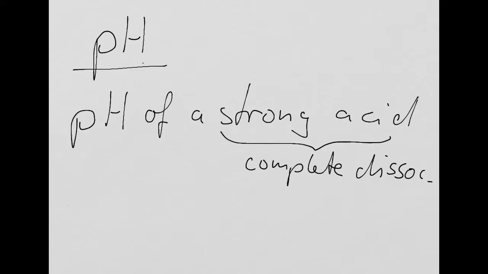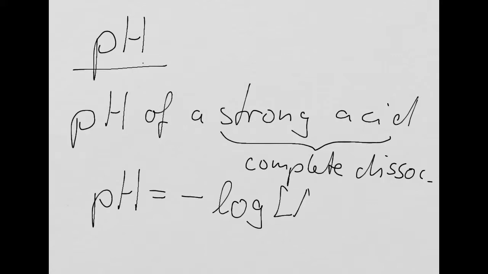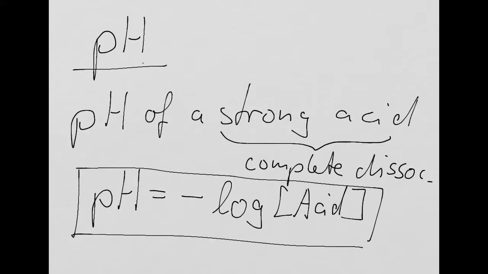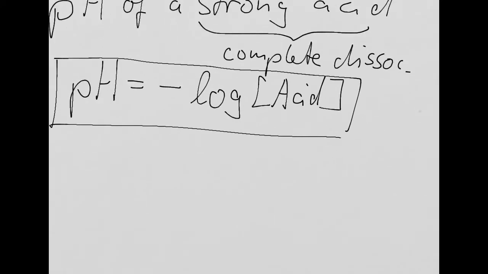And when this is the case, we can very easily calculate the pH of this solution, because we know that pH equals minus the log of the acid. Yeah? Because the concentration of the acid that we put in is the same as the concentration of the protons that we get. So that is one equation that I want you to remember: pH equals minus log of the protons.